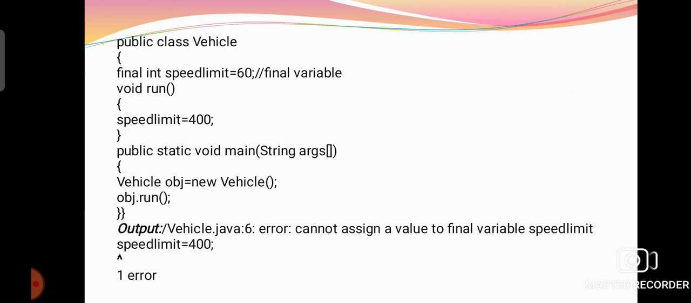After that we have the method run. Under the method we try to change the value of the variable to 400. In the main function we call the method with an object of the Vehicle class. During the execution, the function is performing only one task, that is changing the value of the variable, so it leads to an error. The value cannot be changed since speedlimit was declared as final. So we will get the error like this.